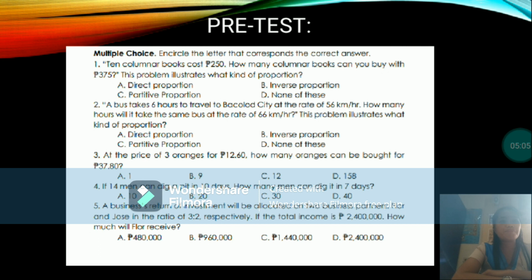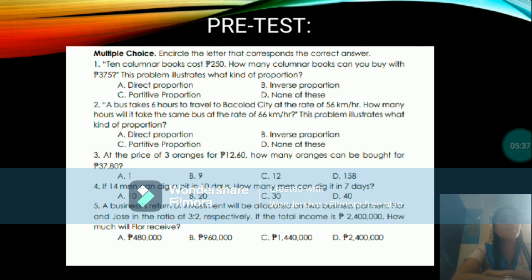Number 3. At the price of 3 oranges for 12 pesos and 60 centavos, how many oranges can be bought for 37 pesos and 80 centavos? A, 1, B, 9, C, 19, D, 158. Number 4. If 4 men can dig a pit in 10 days, how many men can dig it in 7 days? A, 10, B, 20, C, 30, D, 40.